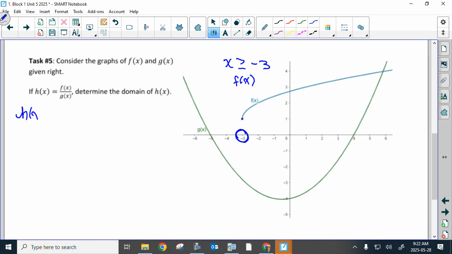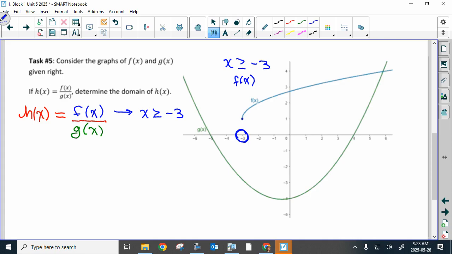So when you're looking at your h of x, h of x is f of x divided by g of x. Now f of x doesn't exist lower than -3, so we know this is going to have to be a component of my domain of h of x. But g of x is a quotient. It's got non-permissible values. Do you guys see that this is going to have NPVs on it?